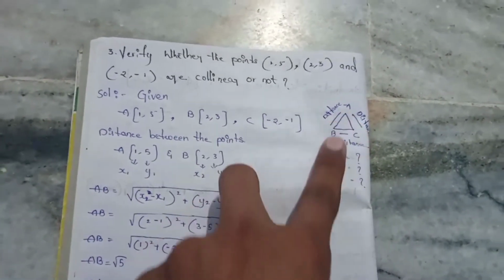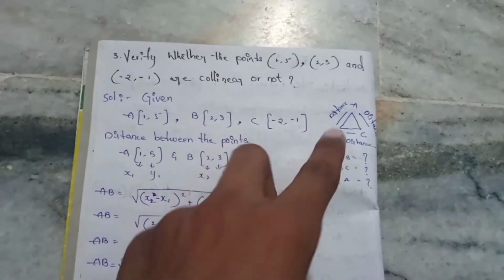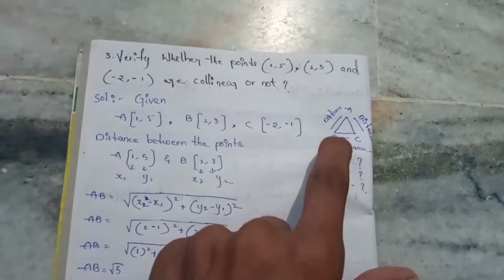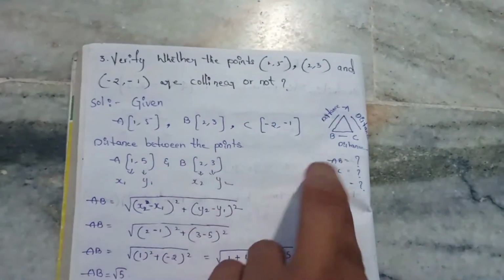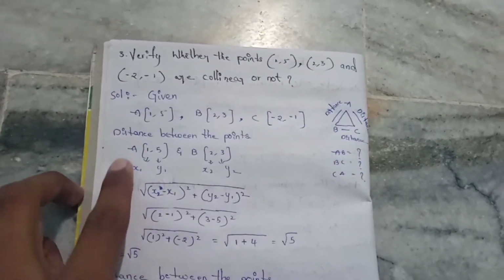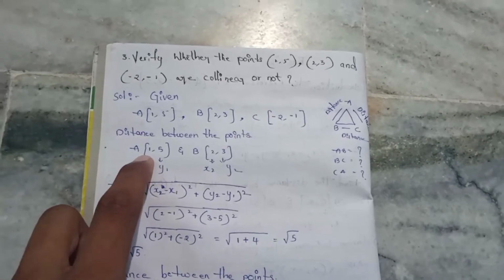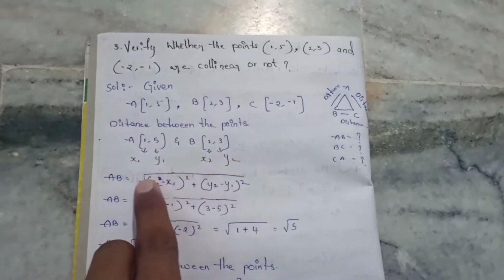Let us take ABC as a triangle. See how many distances there are for ABC? AB is a distance, BC is a distance and CA is a distance. So we have to find these 3 distances. Now first of all let us take AB as a distance. What is A here? (1, 5) and B is (2, 3).